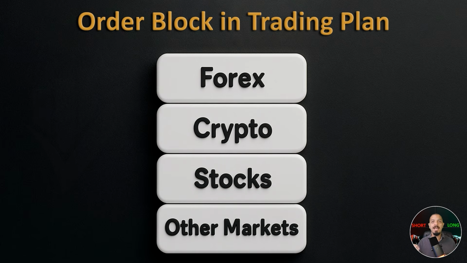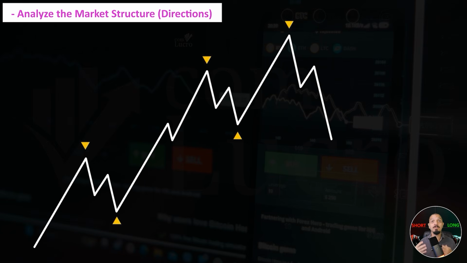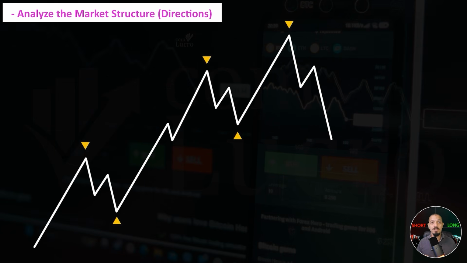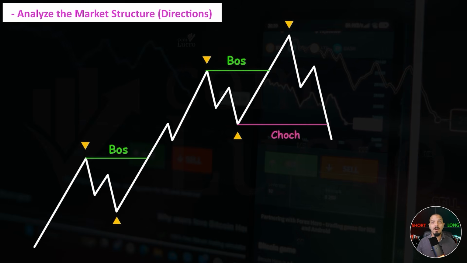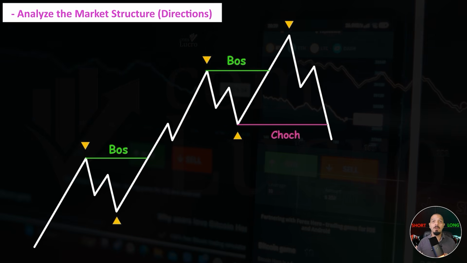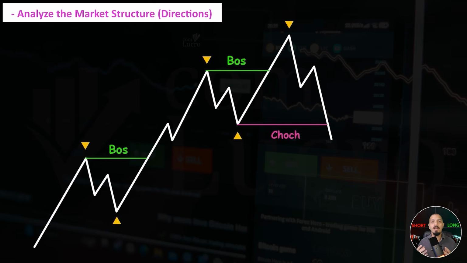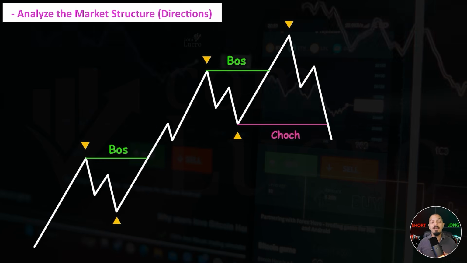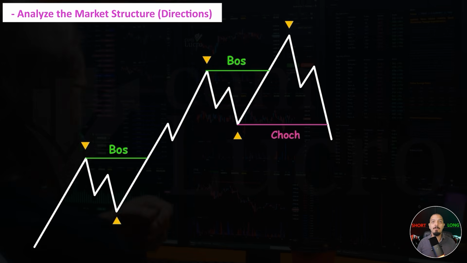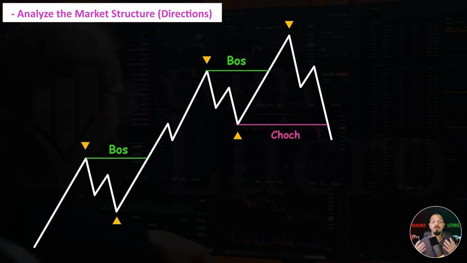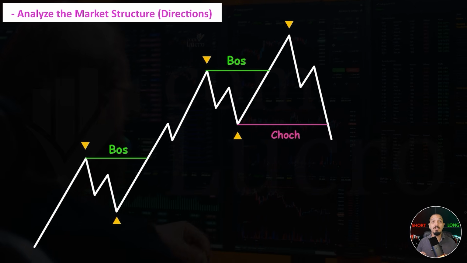Now let's return to analyzing the market structure, which is the foundation of this plan. The very first step is to identify the market direction. Trading in alignment with the main trend almost always gives you a higher probability of success. To determine that direction, look for clear breaks of structure, changes of character, and recognizable reversal patterns on your chart. If you can't clearly see the direction on a specific time frame, it's better to skip that setup entirely. Trading when the market direction is uncertain only increases your risk.